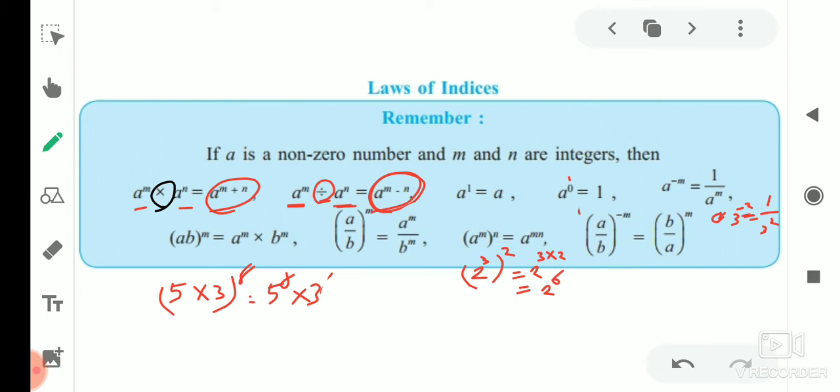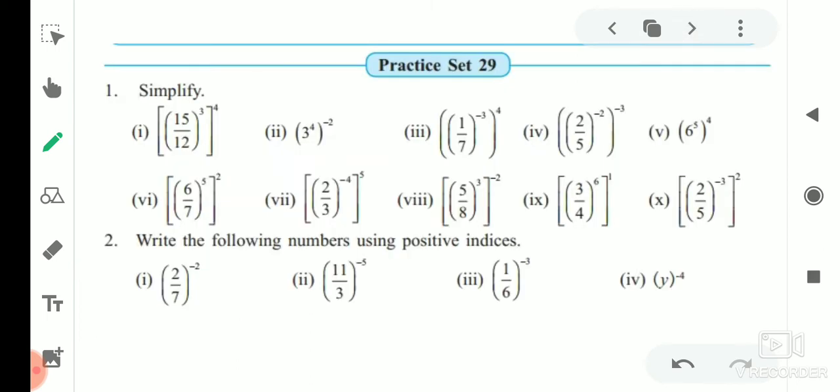You have to learn these properties. You have to write all these properties in your notebook and learn them. Now, based on these properties, we will solve exercise 29, or practice set 29.